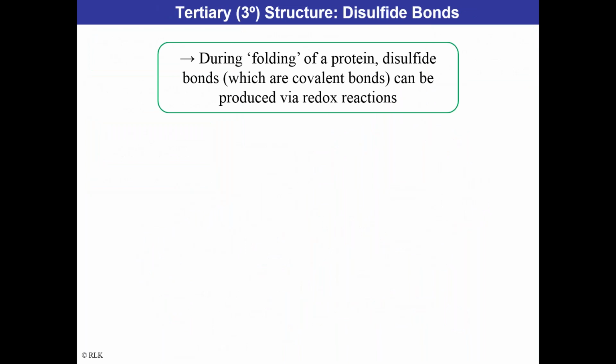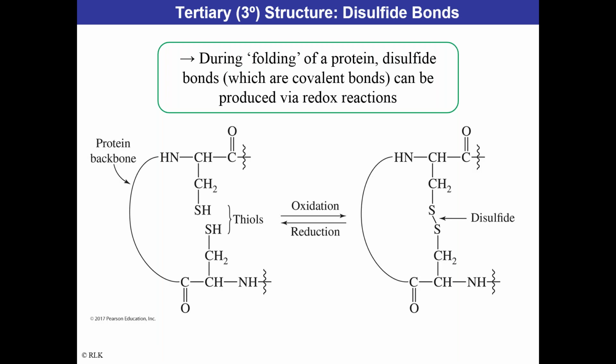Okay. Now, during the folding of a protein, disulfide bonds, which are covalent, by the way, can be produced via redox reactions. So this is pretty cool. You have two individual amino acid segments, all right? And the SH group is known as a thiol group. You have the protein backbone, but I'm talking about just these two amino acid groupings that are the same. They happen to be the same and just happen to be near one another.